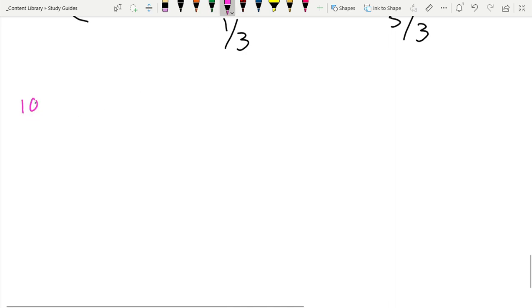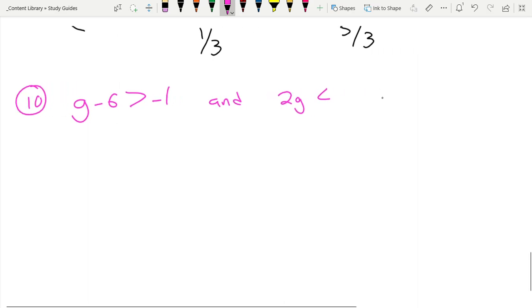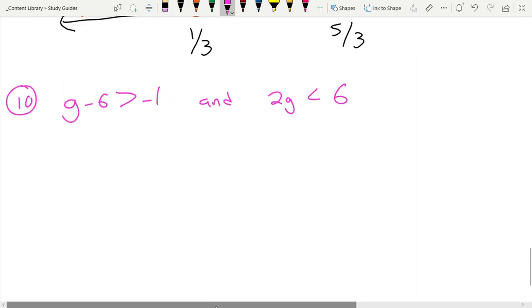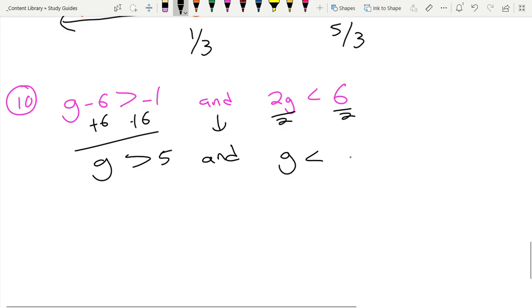Now we're on to number 10. We have g minus 6 is greater than -1, and 2g is less than, just less than 6. So here we go. We're going to add 6 to the first one. We get g is bigger than 5. Don't forget to bring down your word and, it's crucial. Divide by 2, divide by 2. G is less than 3. So we've solved it. Now we go to the number line.